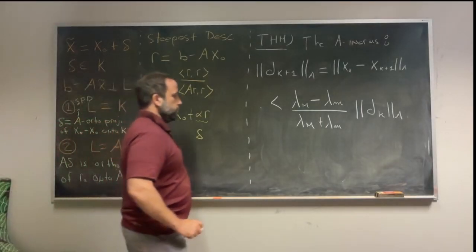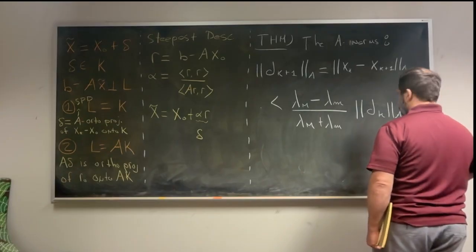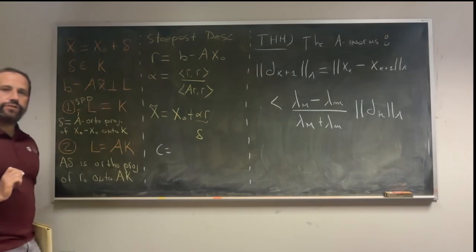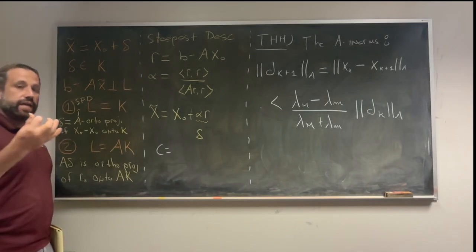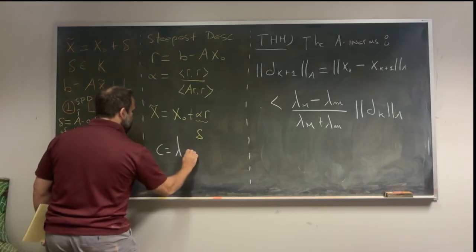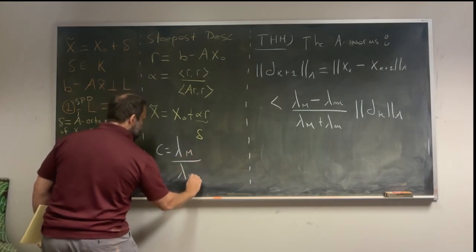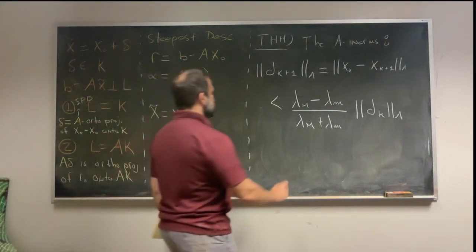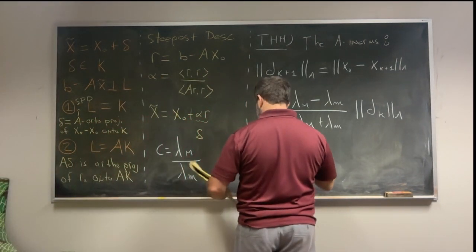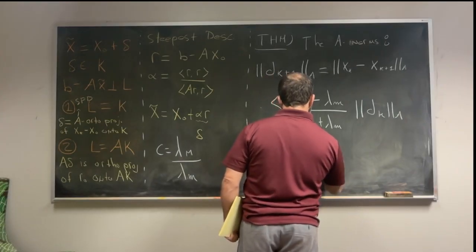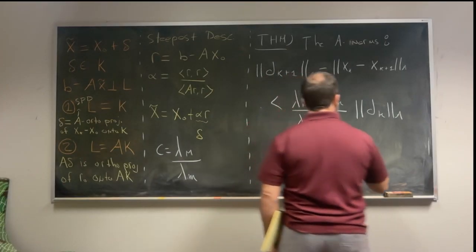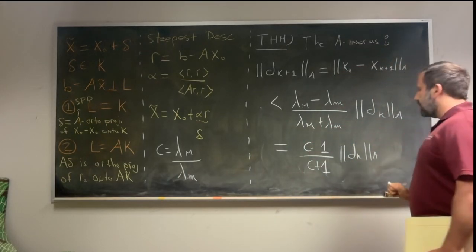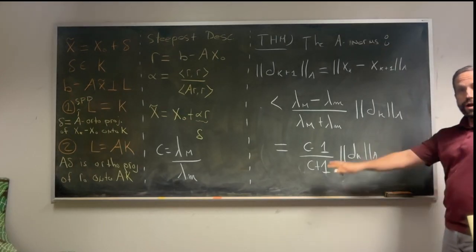Now, one thing that's helpful: if C is the condition number of a matrix, the condition number is typically defined as just being the biggest eigenvalue divided by the smallest eigenvalue, lambda big M divided by lambda little m. We can write this as C minus 1 over C plus 1. And this is helpful because oftentimes we will work in the framework of condition numbers.